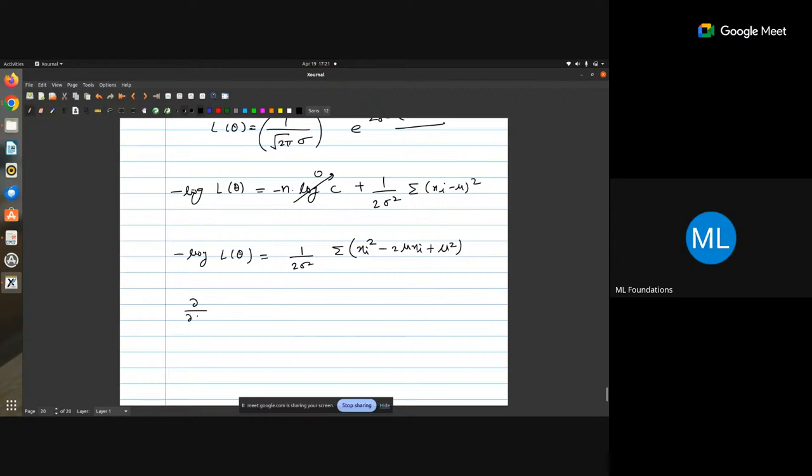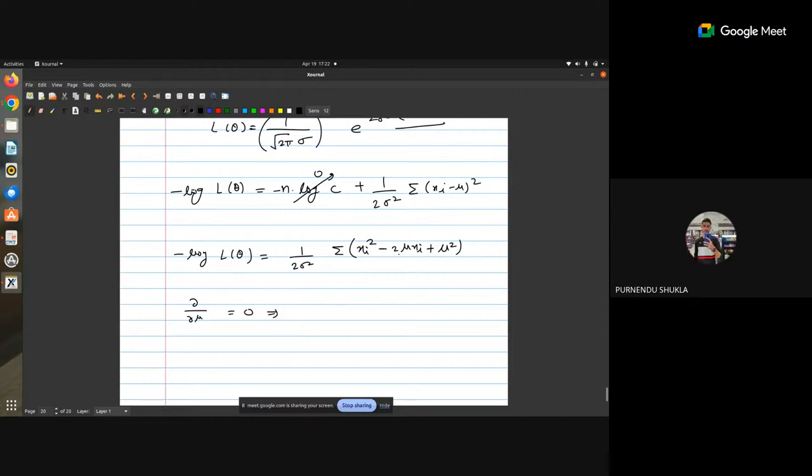What I have to do next is differentiate with respect to mu and equate it to zero. So if I do that, it will become 1 upon 2 sigma square, and differentiating this: xi square will be constant, so it will become zero. Minus 2 mu xi, and mu square will remain.